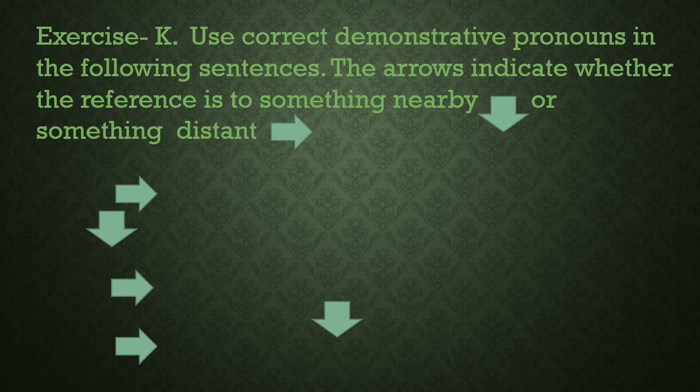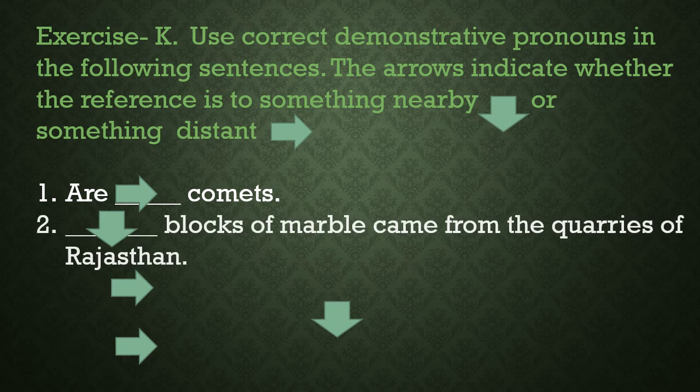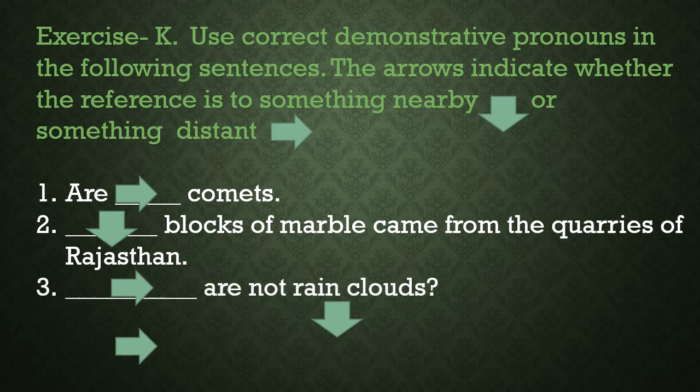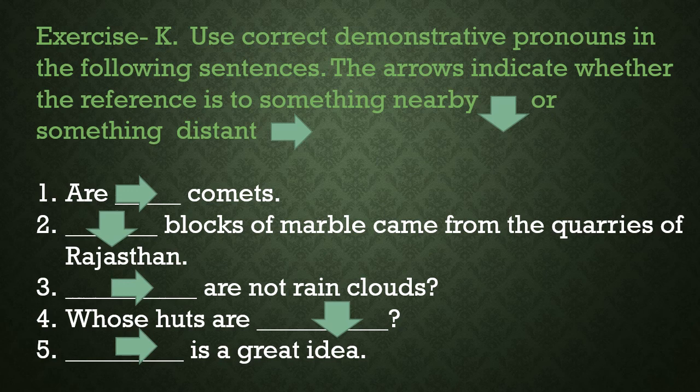Number 1, the direction is towards the right, comets. So the right direction, as it is shown, indicates something which is very distant. And in the second question, the arrow is given downward, which shows the nearby object. Blocks of marble came from the quarries of Rajasthan. Number 3, the direction is towards the distant objects, are not rain clouds. Number 4, whose huts are nearby. Number 5, distant object, is a great idea. So please fill in the blanks accordingly.